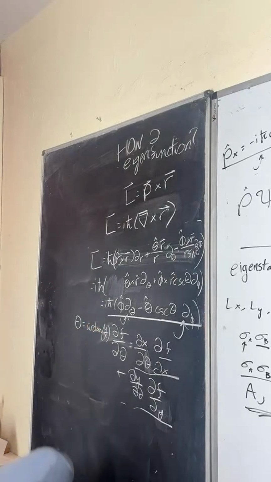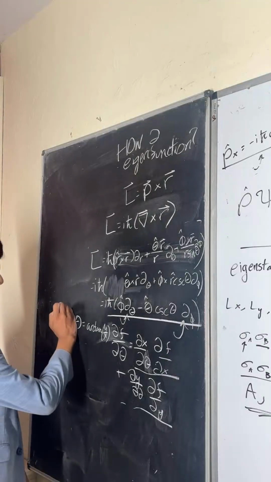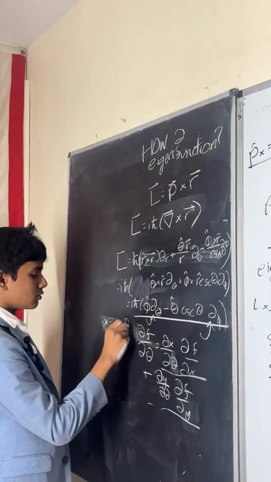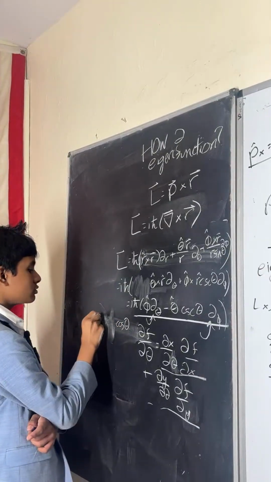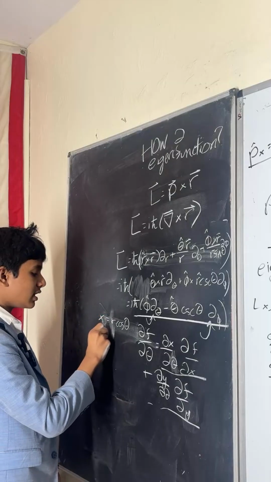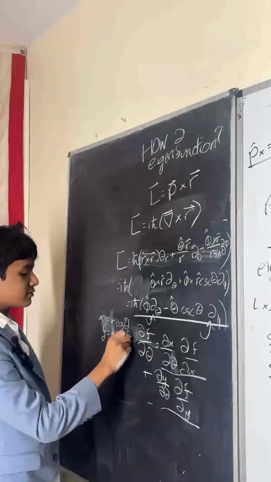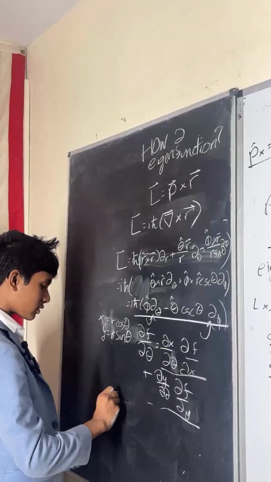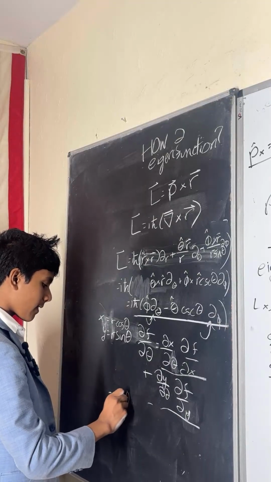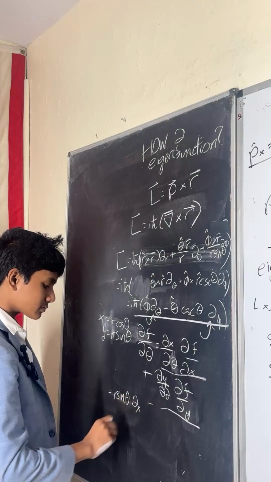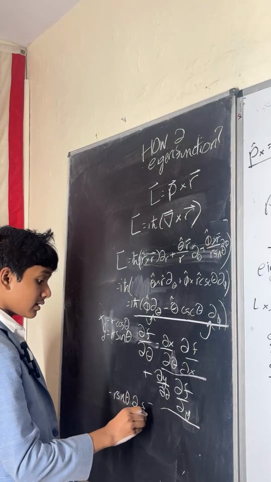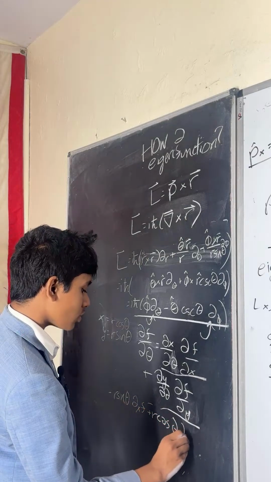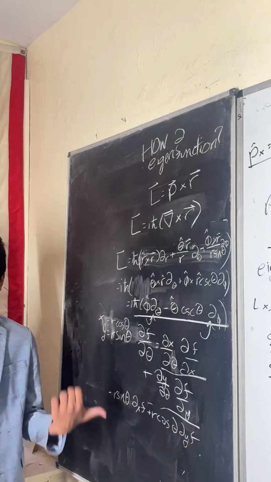But what is x? Well, actually, no. We shouldn't write it this way. x is r cosine theta, and y is r sine theta. Which means taking the derivatives with respect to theta just gives you minus r sine theta partial x f plus r cos theta partial y f. Okay, there we go.